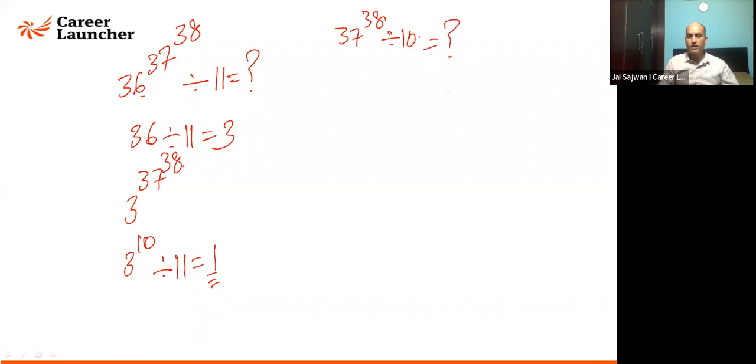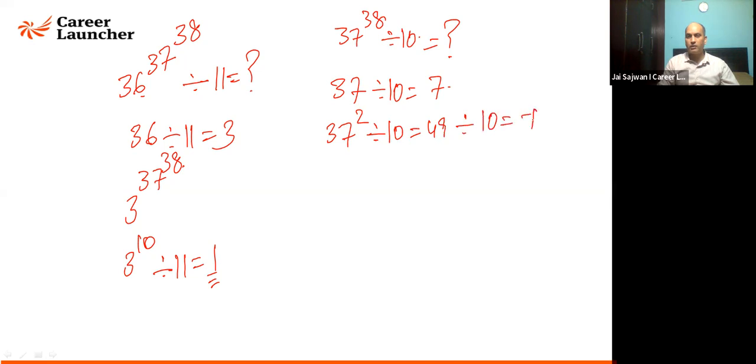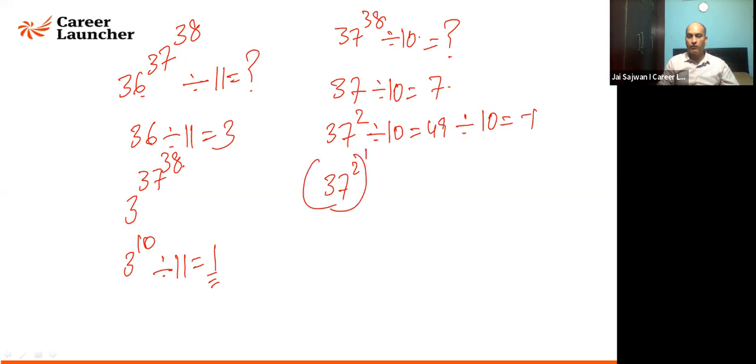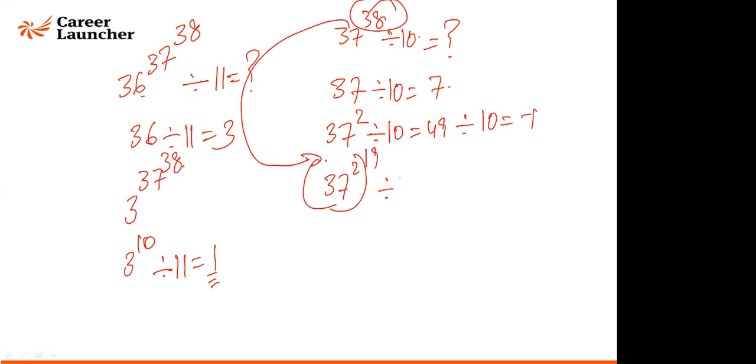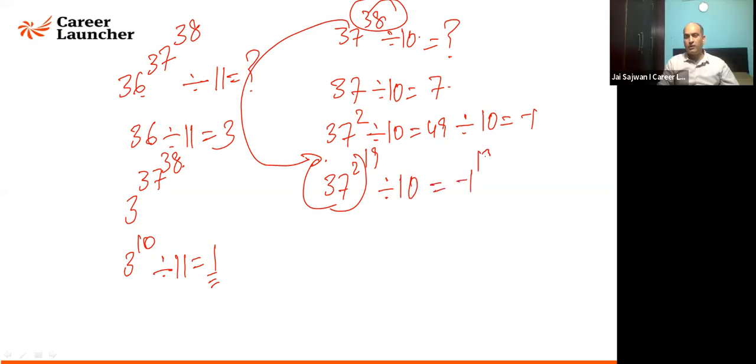I want to find out what is the remainder. So I know 37 divided by 10, remainder is 7 only. 37 squared divided by 10, it is 7 squared is 49 divided by 10, remainder is minus 1. So can I say 37 squared to the power of 19? Why do I want 38? Yes, sir. Is that fine? Yes, sir. I'll write minus 1 to the power of 19, remainder is minus 1, my dear. Am I right? Yes, sir.